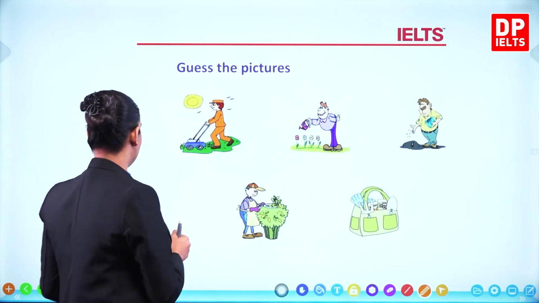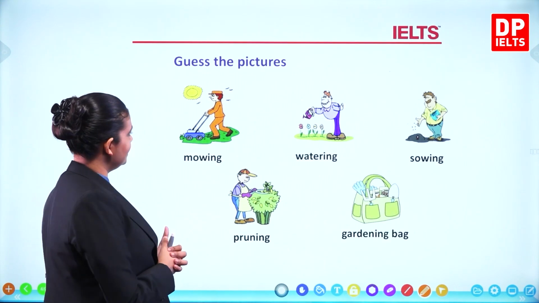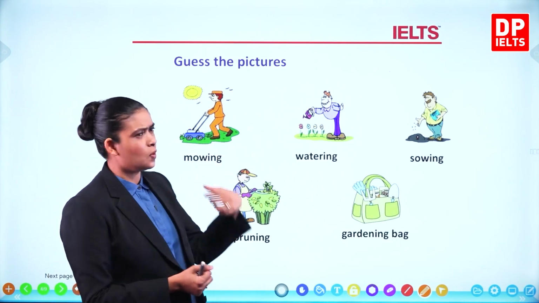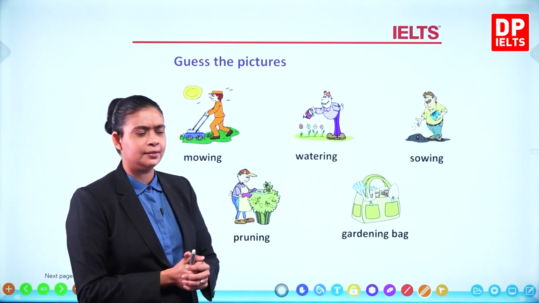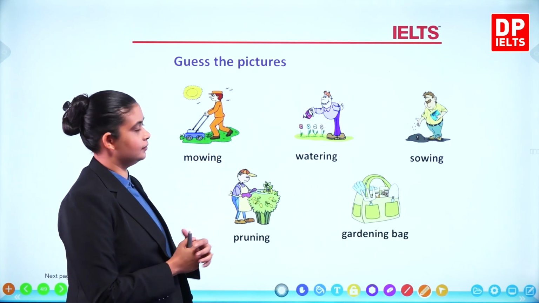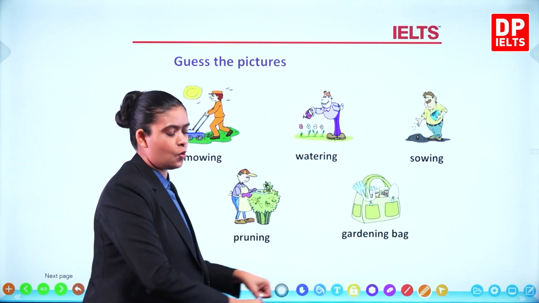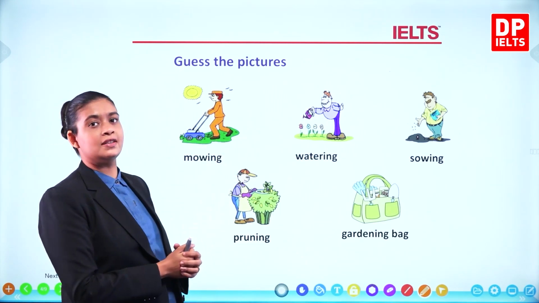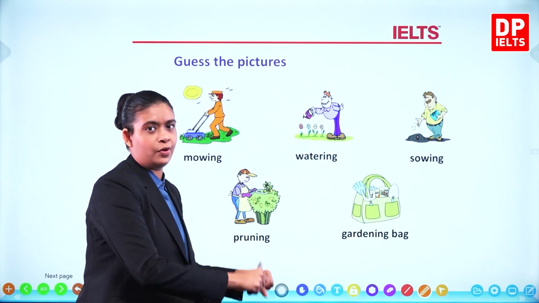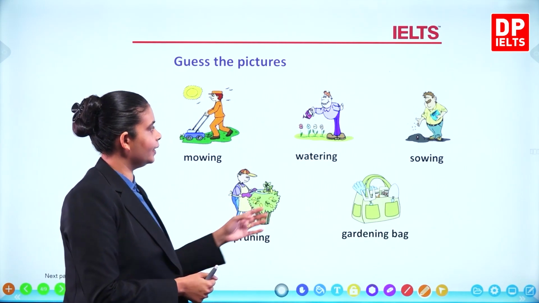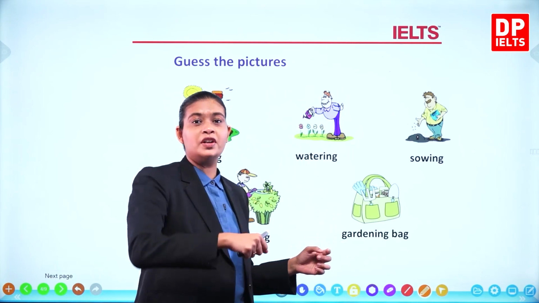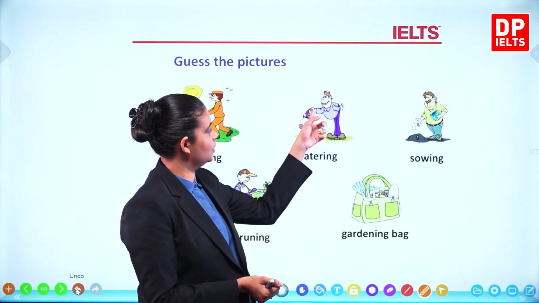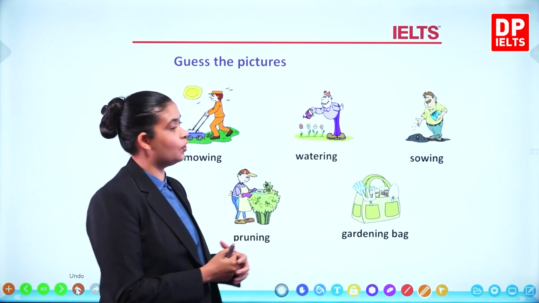Right? All right. Let's have a look at the answers. First one. What is he doing? Mowing. Okay? You mow the lawn. When you want to cut the tall grass in your garden, you mow it. Okay? Next one. Watering. Right? So it's using a watering can. You water it.